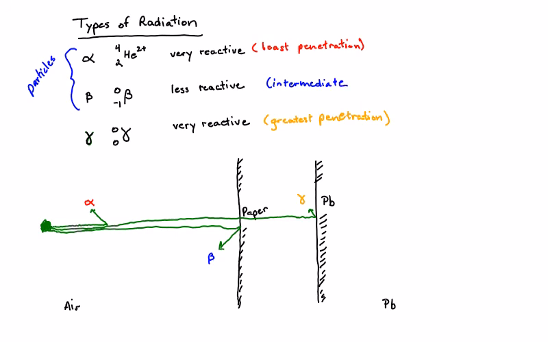Okay, so those are your three types of radiation. Those are the atomic symbols that actually describe that type of radiation. And we've been able to now rank those three types of radiation based upon their penetrating power, with alpha radiation having the least penetrating power, gamma having the most, and beta being intermediate.